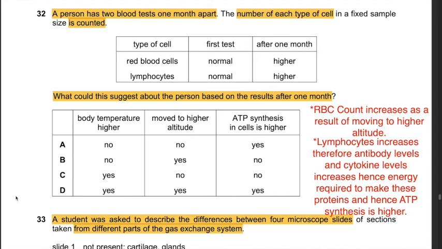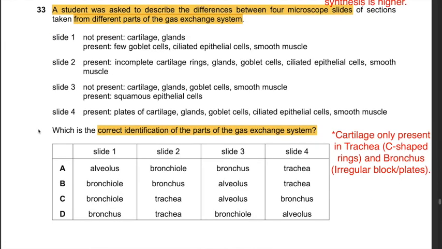Hence, ATP synthesis should be higher. Therefore, that leaves us with option D being the right answer. Question 33. A student was asked to describe the differences between 4 microscope slides of sections taken from different parts of the gas exchange system. Which is the correct identification of the parts of the gas exchange system?